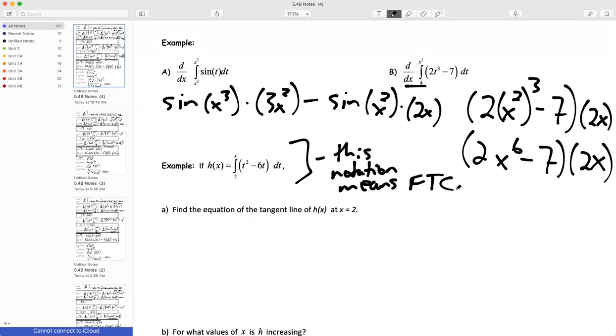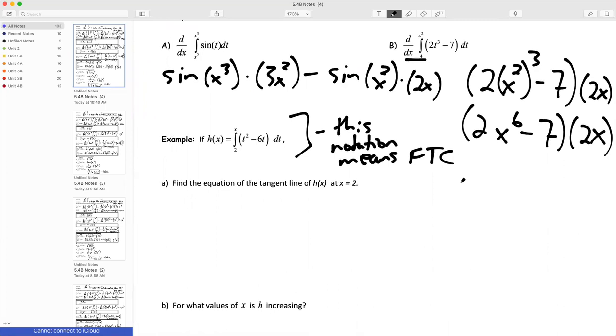Okay, but they don't do it directly here. They say find the equation of the tangent line of h of x at x is equal to 2. So I need two things to write the equation of the line. I need the slope and I need a point. So let's get the slope. I need h prime of x. And this is where I use the fundamental theorem.